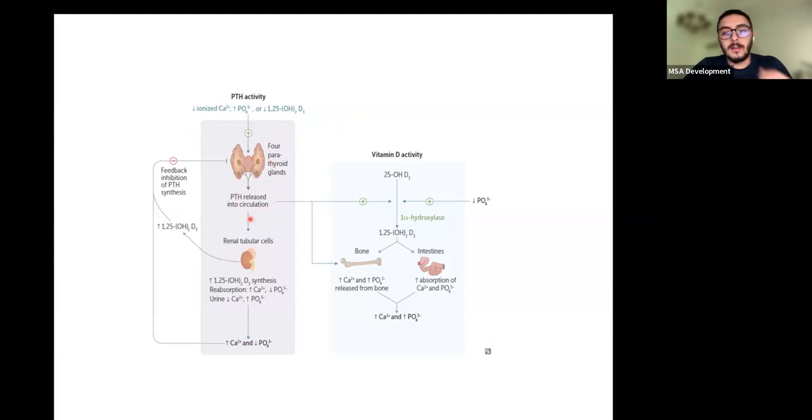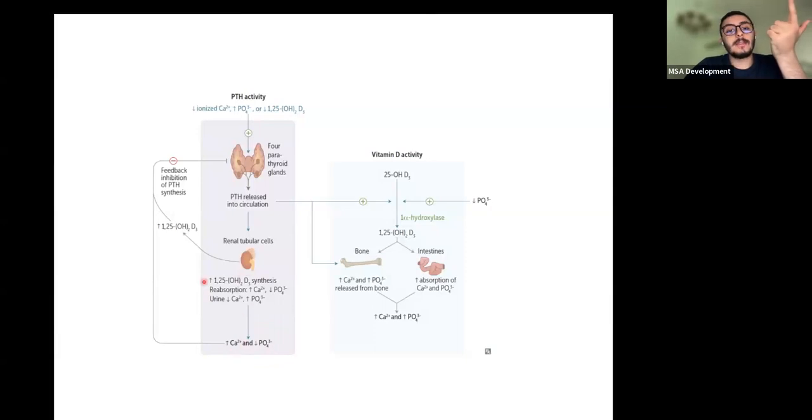Now we have PTH in our circulation. PTH will go to the kidneys. It will increase calcium reabsorption. It will stimulate the kidney to reabsorb the calcium from the urine, and it will decrease phosphate reabsorption. It will force the kidney to excrete phosphate into the urine. Okay, that's effect number one.